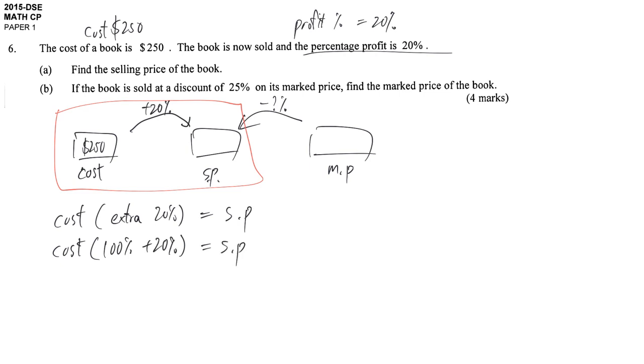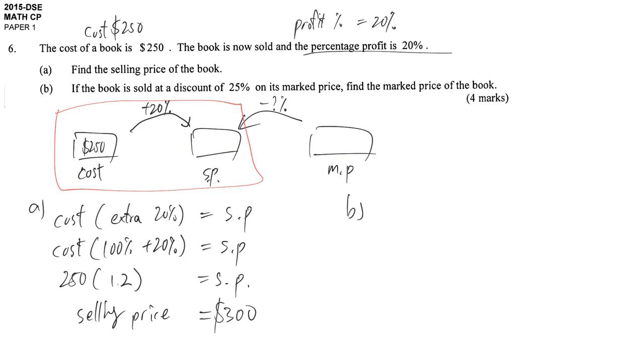Now the cost is given: 250, 1.2 times will equal the selling price. So we don't need to solve an equation. Everything is just on one side, so we just use the calculator. The selling price is equal to 300.